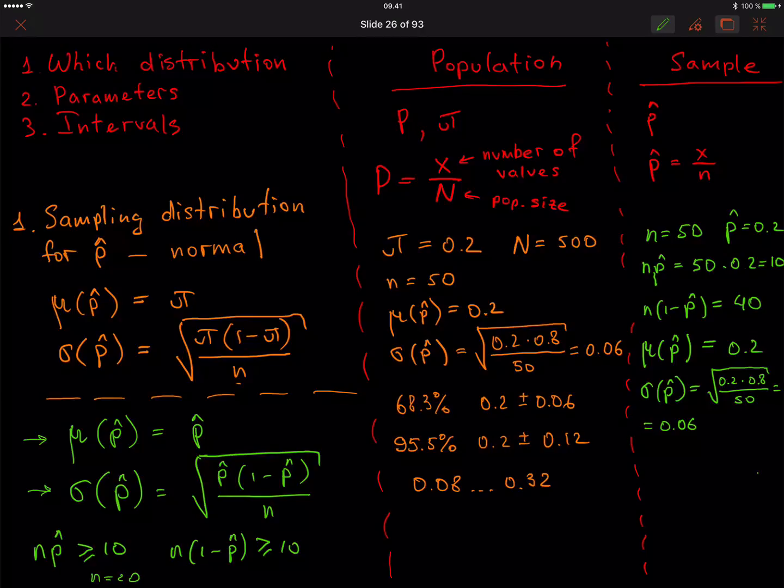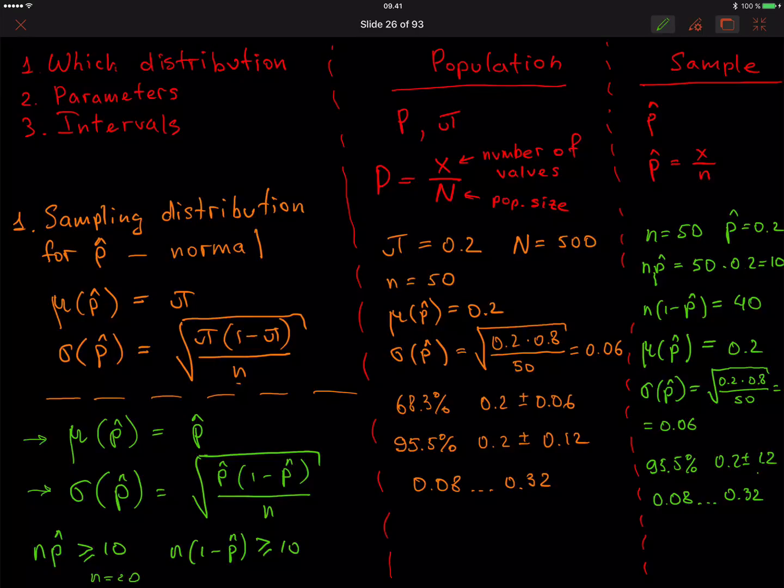Now we know that if we take 95.5% of cases, because the proportion is normally distributed, it will be 0.2 plus minus 0.12. So it means that in 95% of cases, the true population proportion is somewhere between 0.08 and 0.32. We don't know exactly where. It's somewhere between 8% and 32%. And we can't make it more precise with this sample size. So that's what we have.